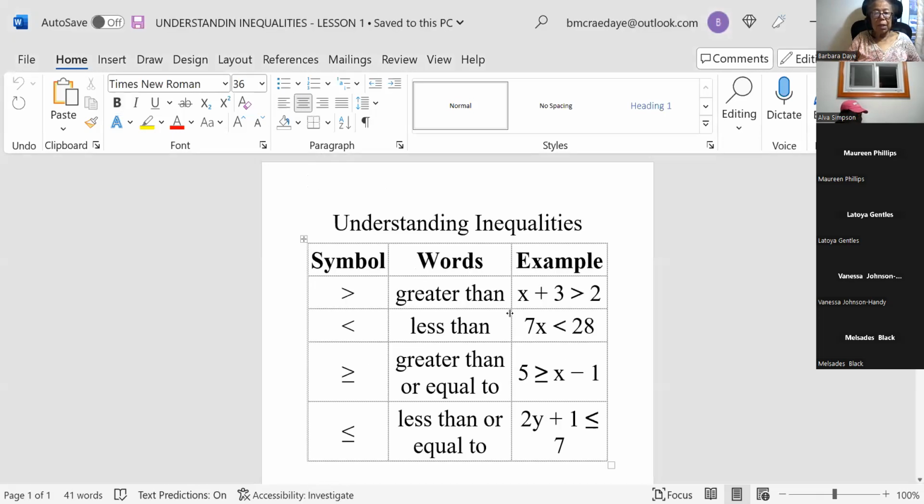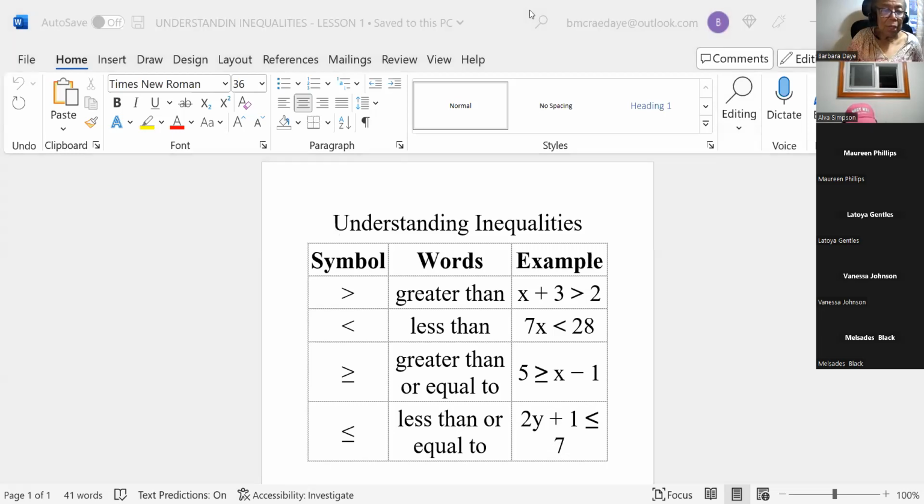Okay, understanding inequalities. Greater than, there's your symbol. Here's an expression here: X plus 3 greater than 2. Some number X added to 3 is greater than 2. Less than: 7 times some number X is less than 28. Greater than or equal to, and notice the greater than or equal to has the greater than with the dash underneath to represent the equal. 5 greater than or equal to a variable X minus 1. Less than or equal: 2y plus 1 less than or equal to 7. All right.